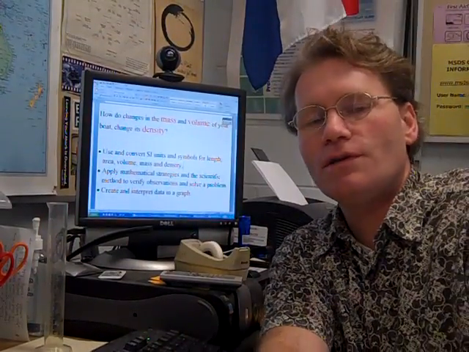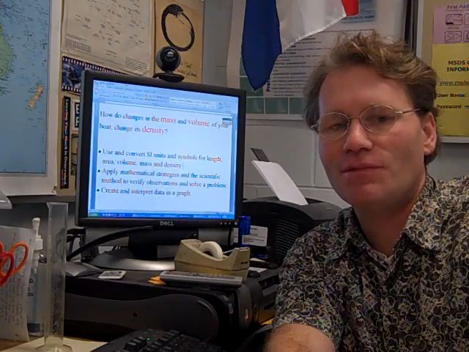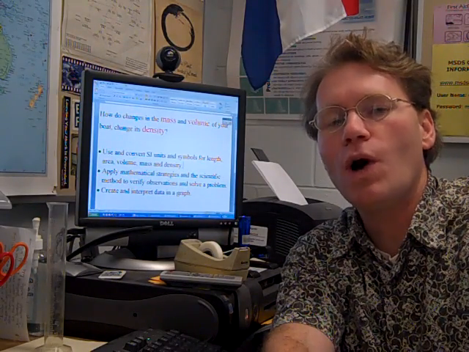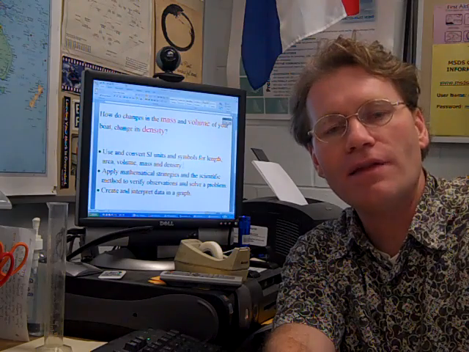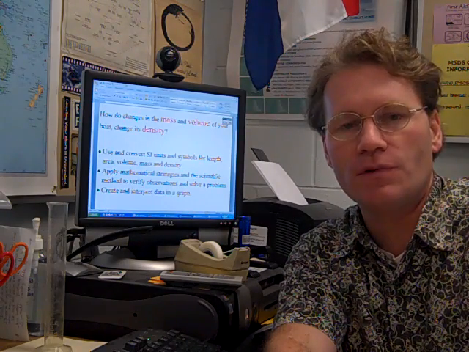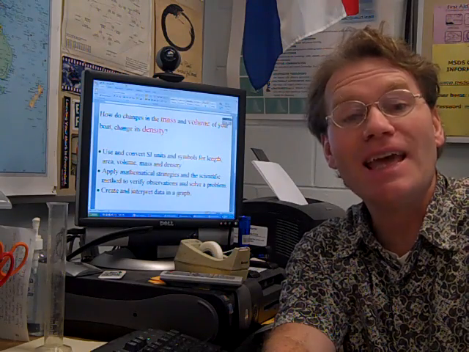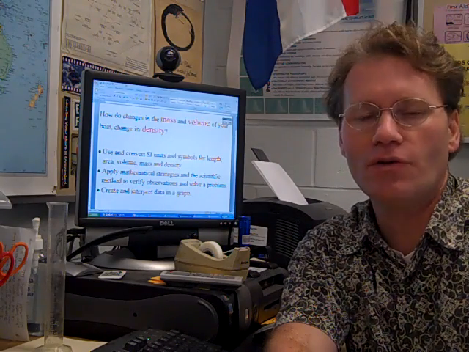Why do we use standard units to measure these things? Why do we use math to help us solve problems? Why do we take data in a table and turn it to a graph?